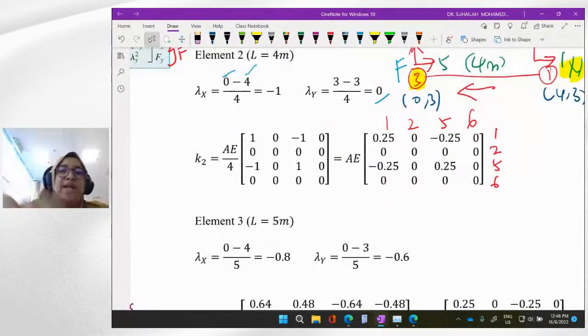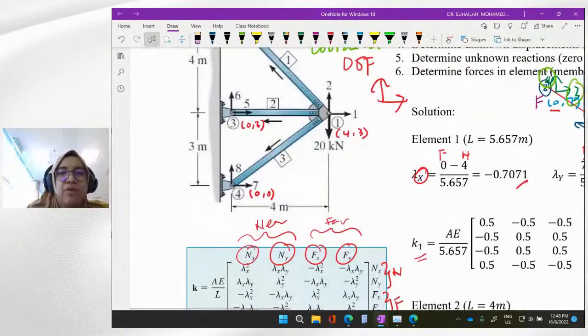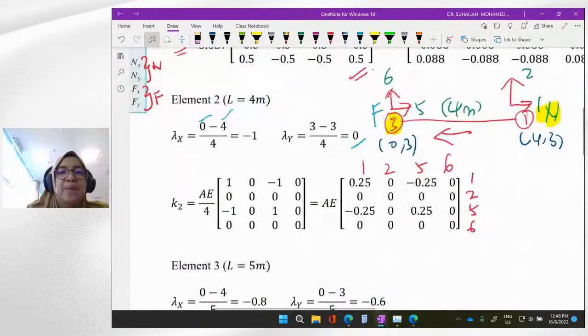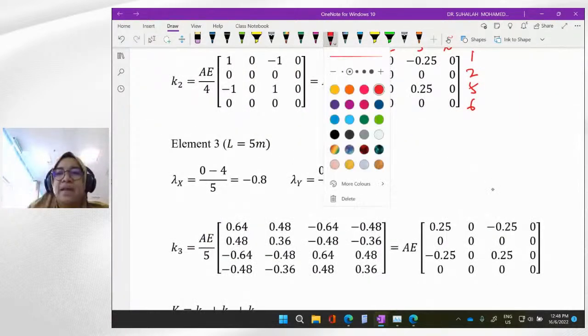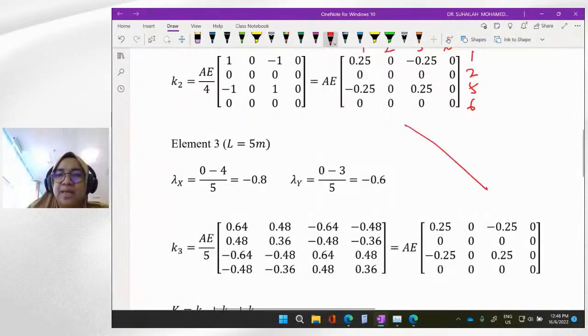Okay, we move to element number 3. For element number 3, it is 3, 4. Length is 5. This is element number 3 like this.